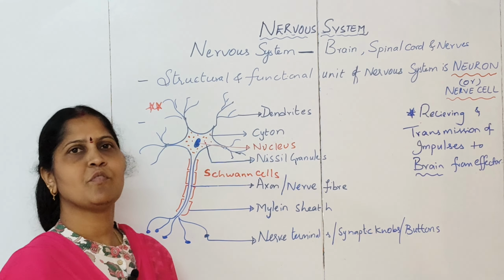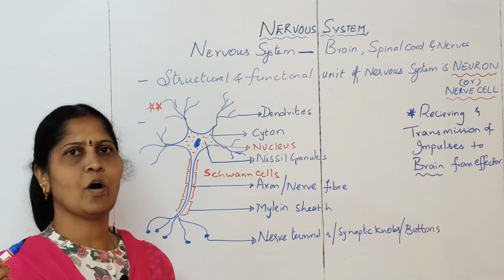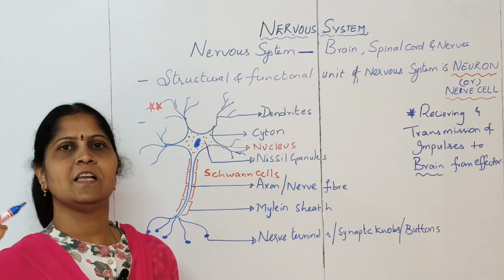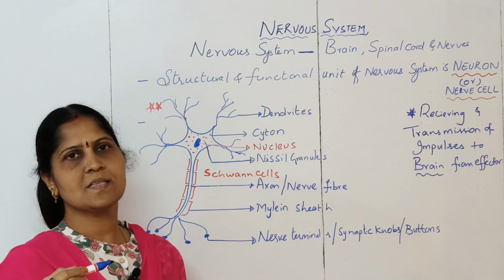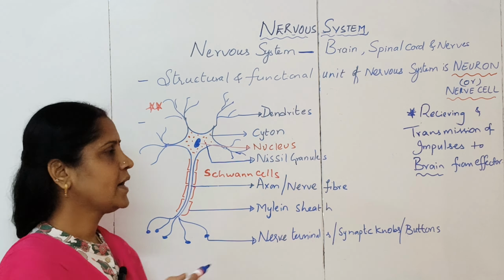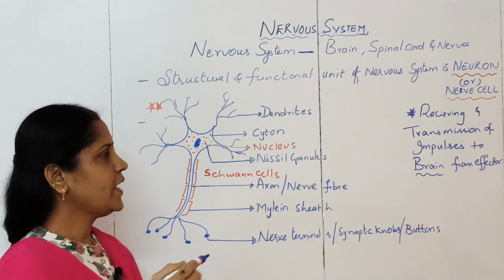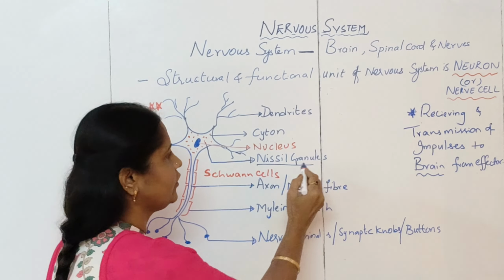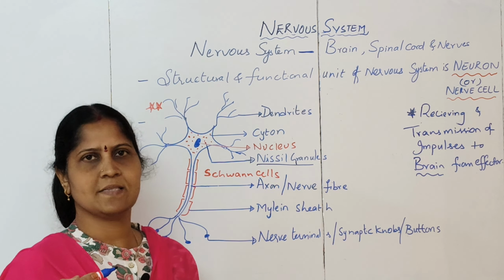Coming to the function of all these, dendrites are the extensions present towards the corner of the nerve cell, and they help in transmitting the signals from one nerve cell to another nerve cell. Cyton is nothing but the cytoplasm of the nerve cell which lodges all the organelles of the cell. It consists of the nucleus in the center which controls the activities of the neuron. Then you have the Nissl granules. The red color dots are all the Nissl granules. Nissl granules are nothing but ribosomes which help in protein synthesis.